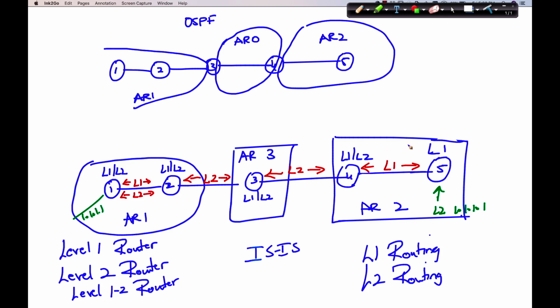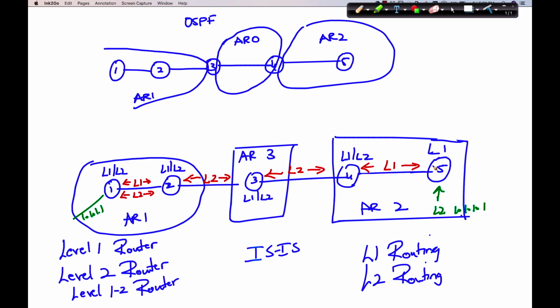And when R4 gives the update to R5, he cannot give him an L2 update because they are not L2 neighbors. Can he give him an L1 update? No, he cannot give him an L1 update because it's not intra-area. The route belongs to area 1 and R5 is not in area 1, it's in area 2. So the only way R4 can give R5 a specific route is if R4 and R5 establish an L2 neighborship with each other. But because they're not L2 neighbors, R4 cannot give R5 a specific route.